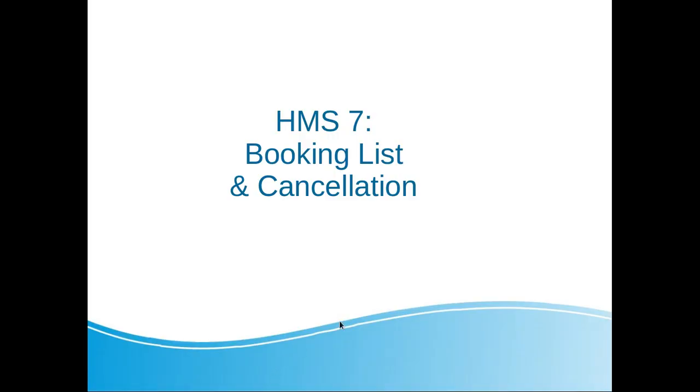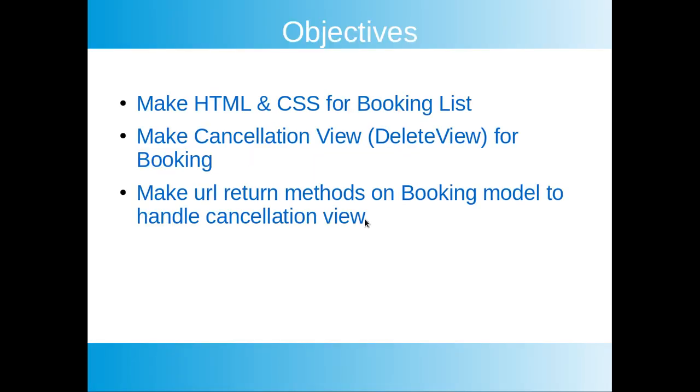So in this video we're going to handle the booking list and cancellation for the user. And this will be handled in 3 steps. That is, we'll make an HTML and CSS for the booking list and make a cancellation view for the booking that will be inheriting from delete view, which will make our work much simpler. And then we'll make a URL return method on our booking model so that we can get the URL in the template and delete the bookings as we need them. So let's get started.